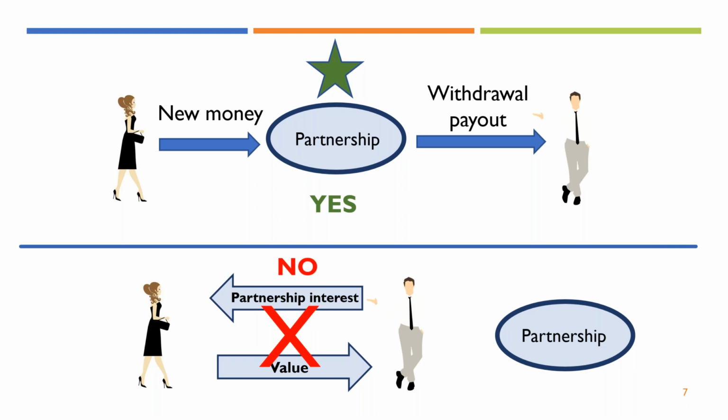This is just a quick visual graphic about that. You put in new money, you put it into the partnership, and then the partnership funds the payout from their funds. That's what you want to do. You don't want money exchanging hands between a third party or between individual partners and leaving the actual partnership out of the transaction.